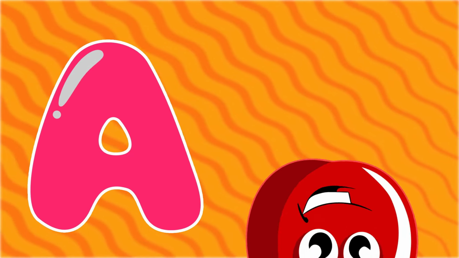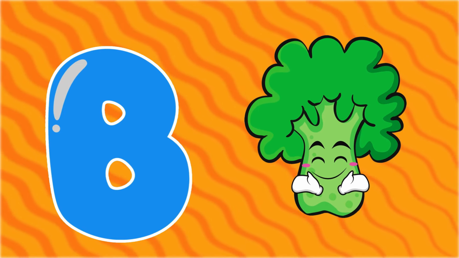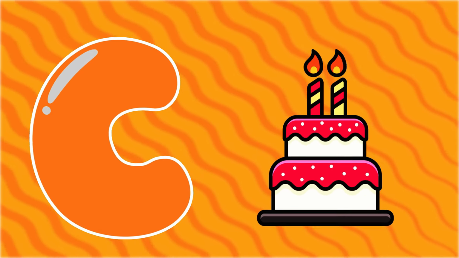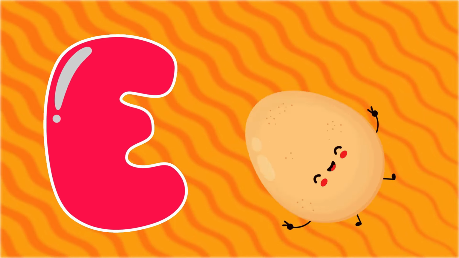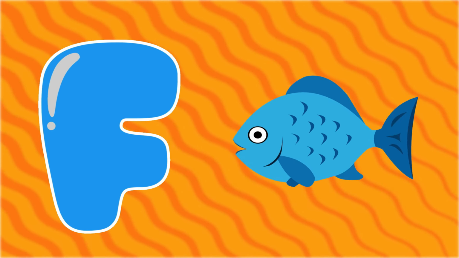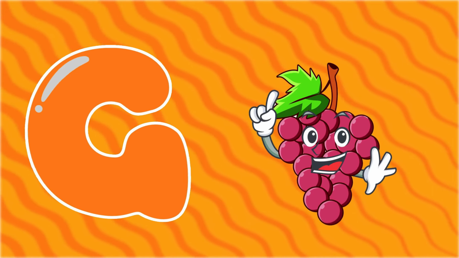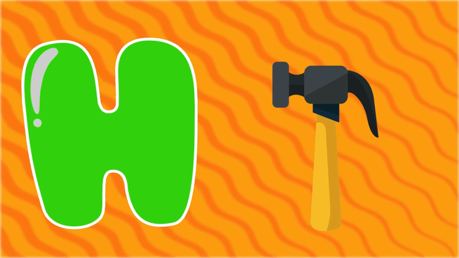A for apple. B for broccoli. C for cake. D for drum. E for egg. F for fish. G for grapes. H for hammer. I for ice cream.